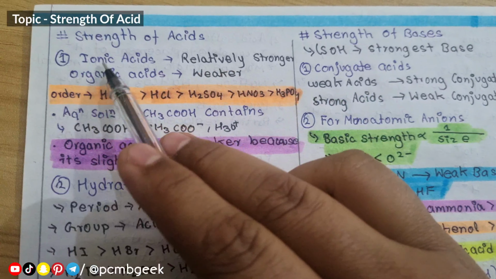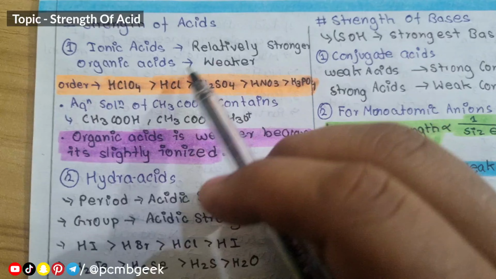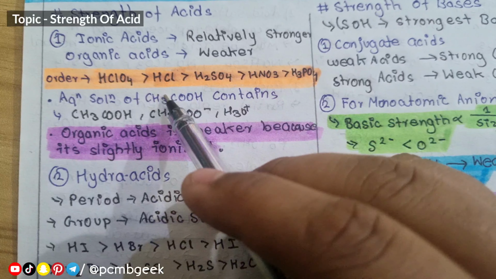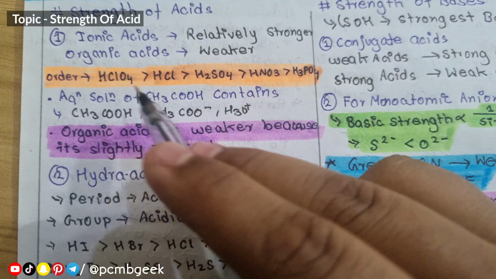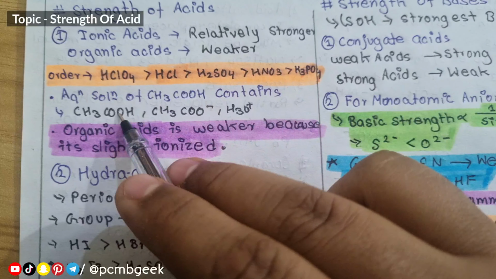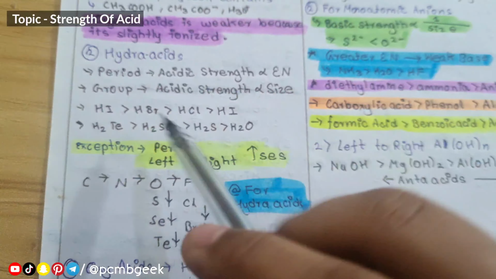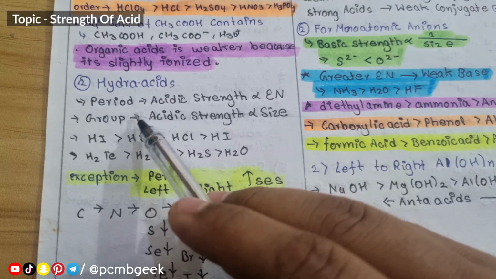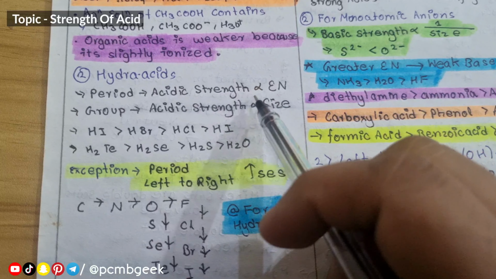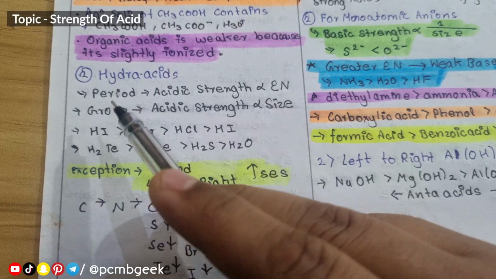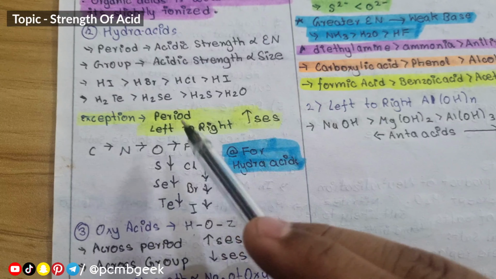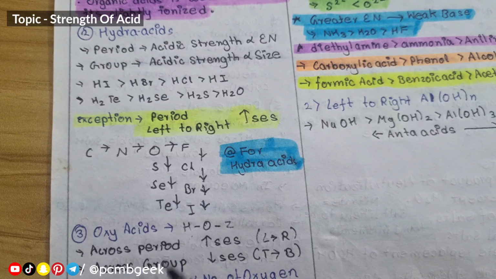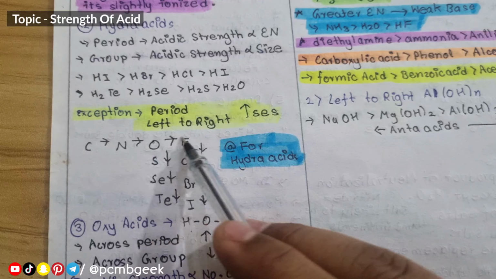Now I am going to start with the strength of acids and bases. Strong acids are relatively stronger than weaker acids. An aqueous solution of CH3COOH is a weak acid, which means it will not be completely dissolved, that is, it is slightly ionized. Now, for hydroacids: across a period, acidic strength is directly proportional to electronegativity. Down a group, acidic strength is directly proportional to size. Exception: going from left to right across a period, the hydroacid strength increases. For hydroacids, it depends on electronegativity and size.